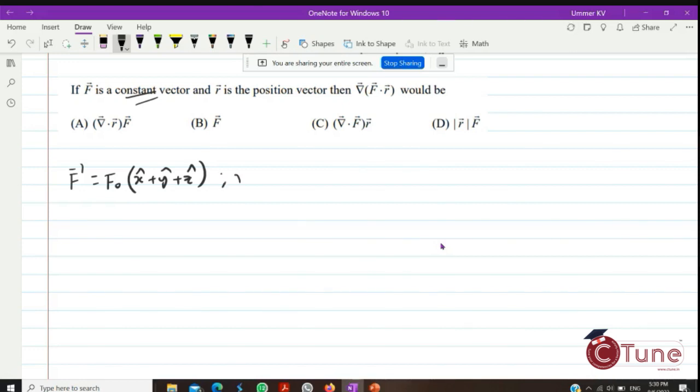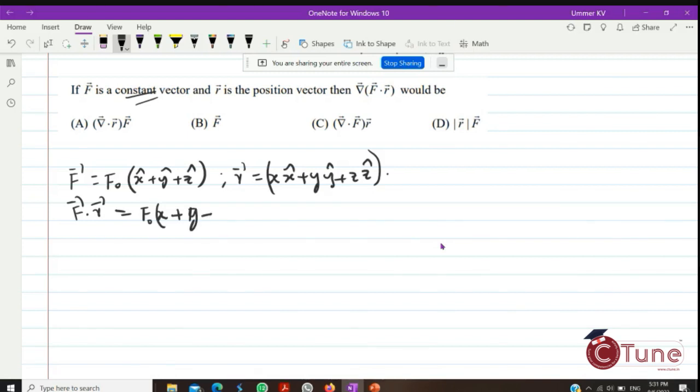ഇനി പൊസിഷൻ വെക്ടർ നമ്മൾ ഡിനോട്ട് ചെയ്യാം. r equal to what is r? x cap plus y cap plus z cap, right? Now the dot product, we want to find out the dot product between F and r, F dot r. Then what is F dot r? That is F dot r equal to F naught x plus F naught, so F naught we are taking outside. Then y plus z, right?